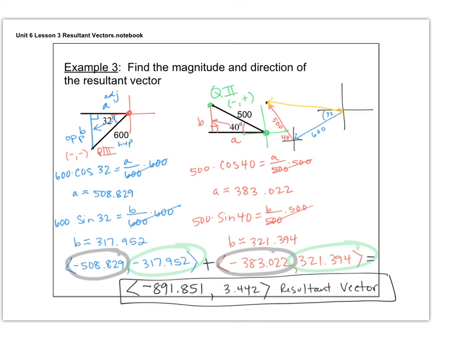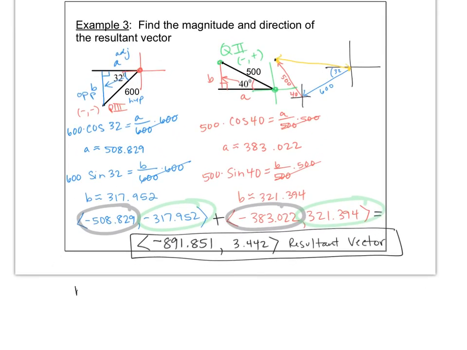Now let's find the magnitude. So to find the magnitude, remember there's a little formula, and it's the square root of a squared plus b squared. And so we take our resultant vector, we do a big square root, and we're going to go negative 891.851 squared plus 3.442 squared. And then we're going to take the square root of that. Go ahead and type all of that into your calculator.